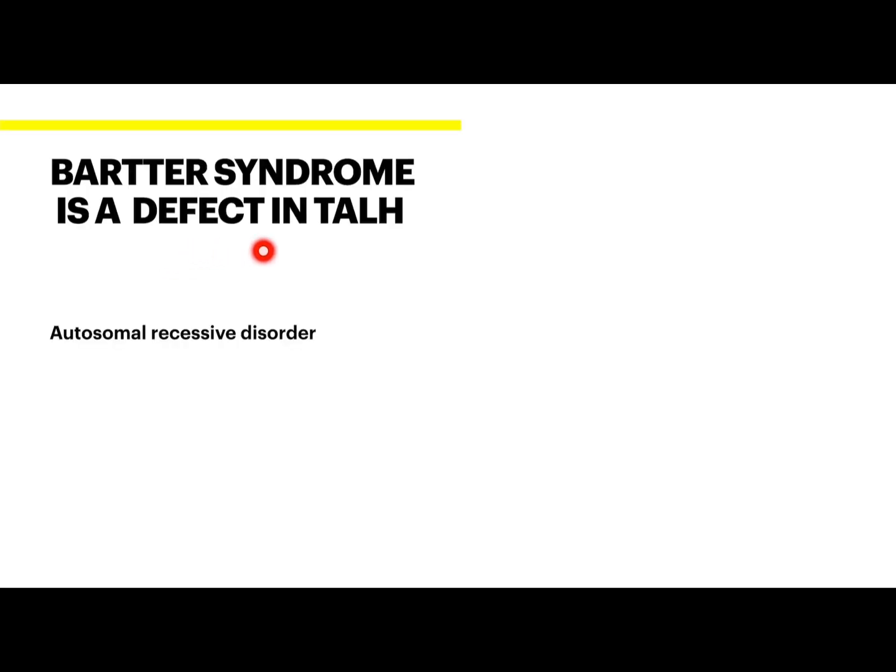Hello everyone. In this video, I will talk about Bartter syndrome. What is Bartter syndrome? Bartter syndrome is a defect in the thick ascending limb of loop of Henle. It is an autosomal recessive disorder. But first, let's talk about the normal physiology.